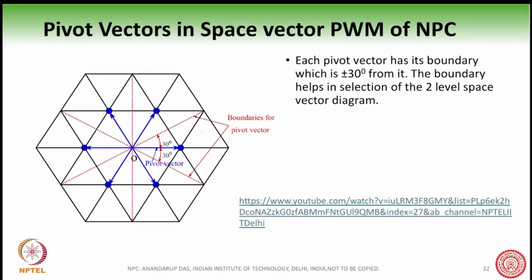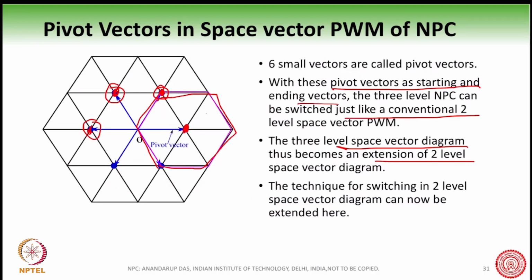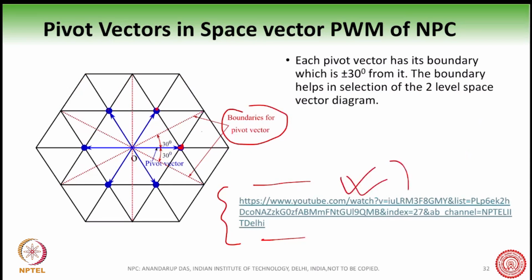Okay, so you can see here. You can also see this lecture, where I have talked about it in detail. Every 60 degrees, these are the boundaries for the pivot vectors, and the pivot vector changes. This boundary actually helps in the selection of the two-level space vector diagram. There are basically six sets of hexagons. Here there is one, then there is another one here, and then there is this hexagon here. All this has been analyzed in detail here. You can see these slides here.